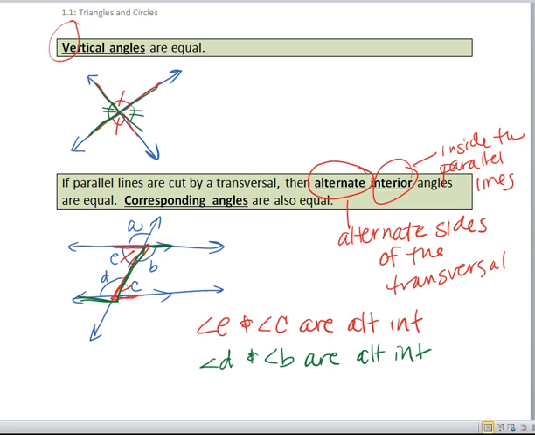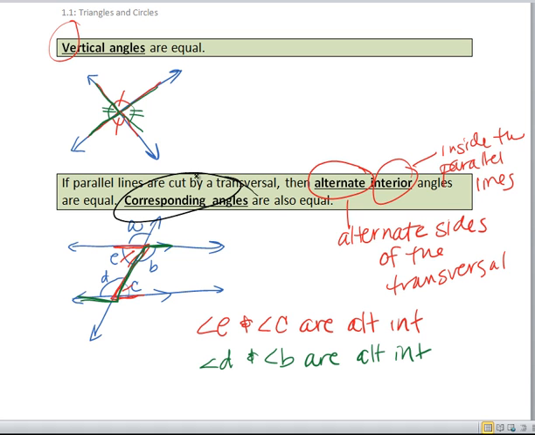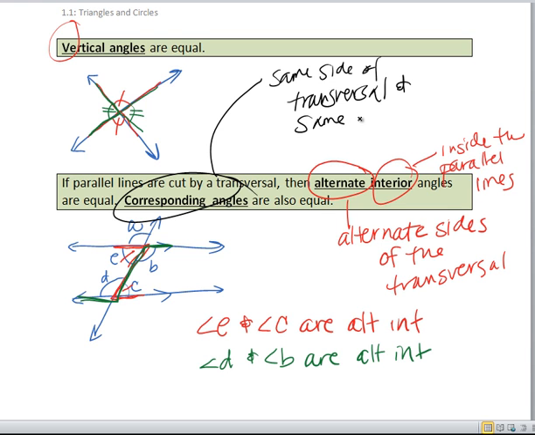Now let's move on to corresponding angles. With corresponding angles, those are on the same side of the transversal and the same side of the parallel lines. Let me explain.